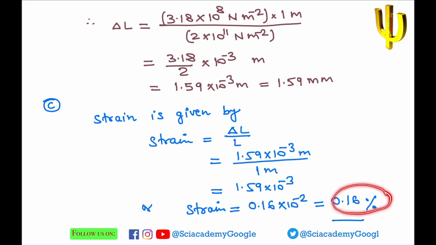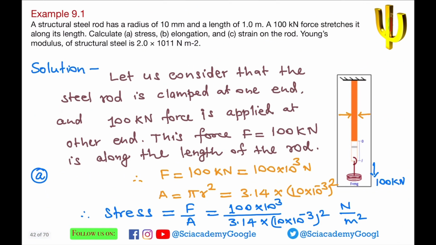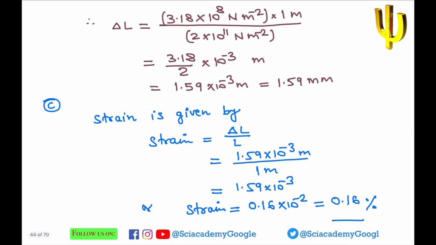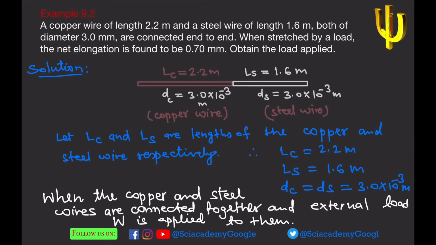and in percentage we can write there is a 0.16% elongation in the steel rod due to the applied force of 100 kilo Newton. Therefore we solved the problem number 1.